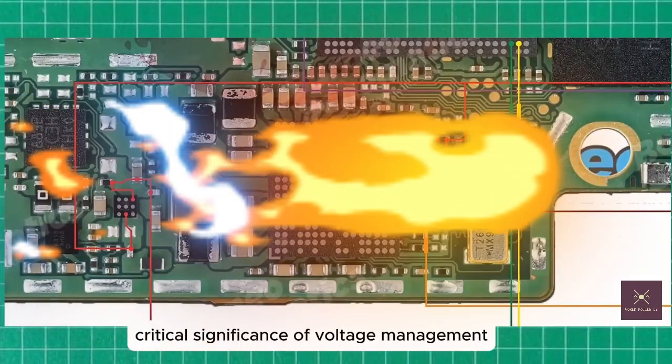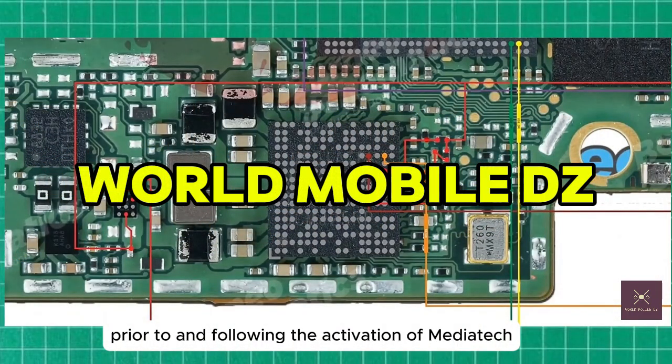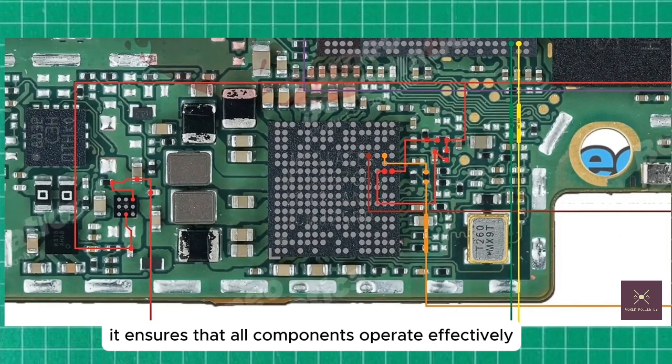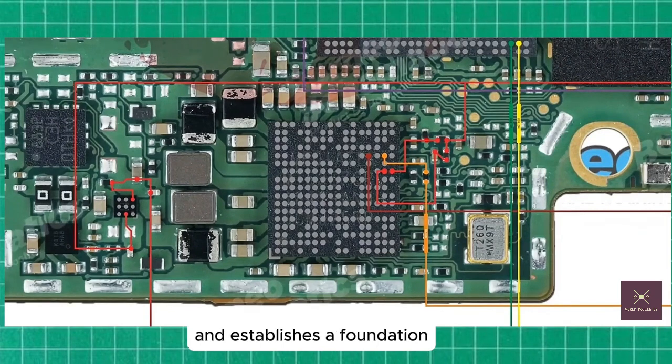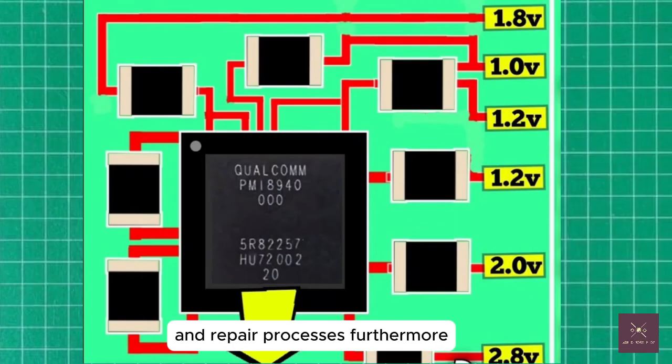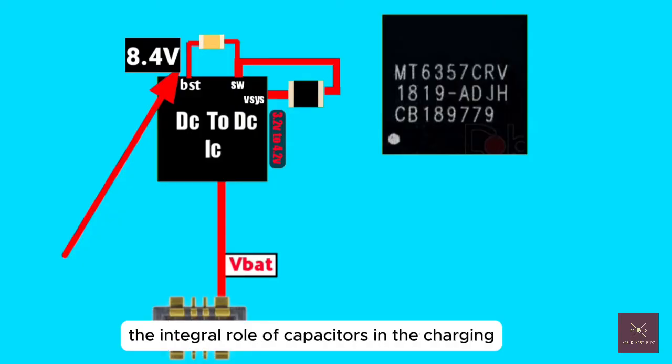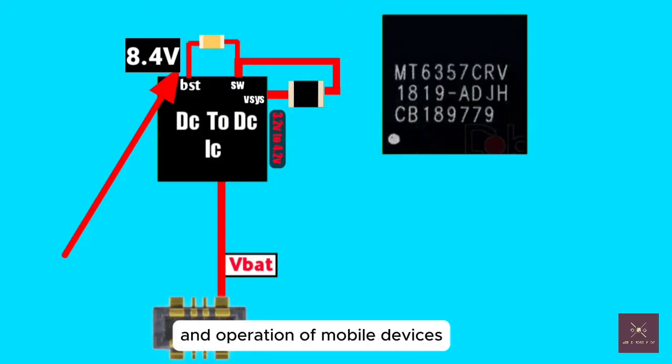Critical significance of voltage management prior to and following the activation of MediaTek mobile devices. It ensures that all components operate effectively and establishes a foundation for subsequent troubleshooting and repair processes. Furthermore, the discussion explores the integral role of capacitors in the charging and operation of mobile devices.